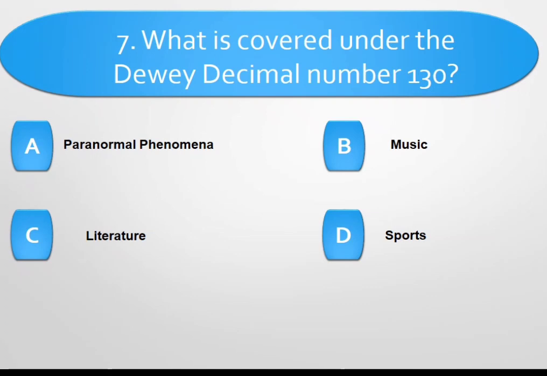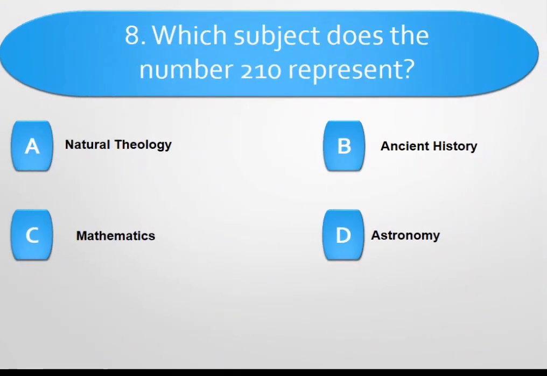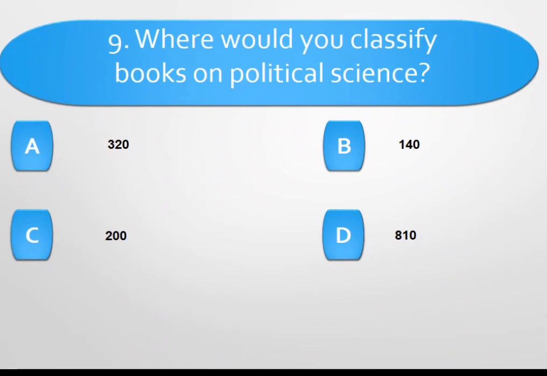What is covered under the Dewey decimal number 130? A, paranormal phenomena, B, music, C, literature, and D, sport. A is the right answer. Which subject does the number 210 cover? A is natural theology, the right answer.